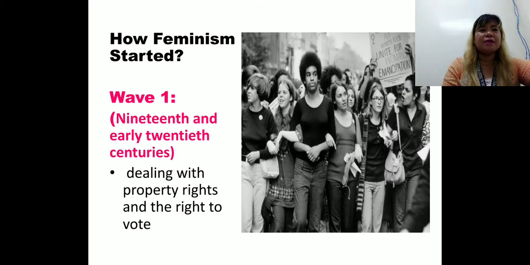So how did feminism start? There are actually three waves of how feminism started, but there is an additional fourth wave which includes the current years or the present. Wave 1 started in the 19th and early 20th centuries. It deals with property rights and the right to vote because during these times women were not allowed to acquire property and they didn't have the right to vote.